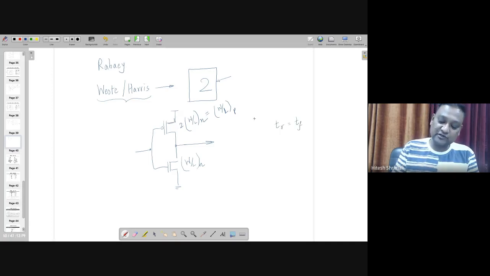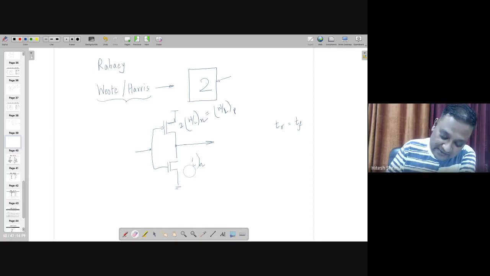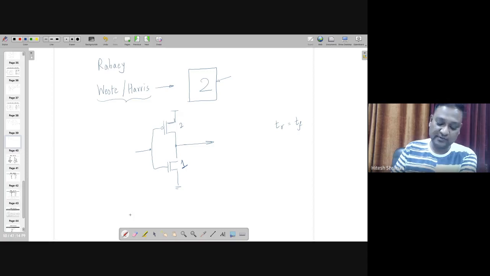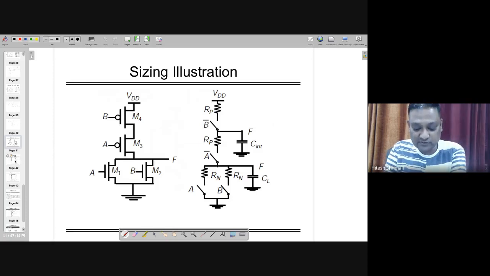This also makes sure that rise time and fall time are equal because its switching threshold is exactly half. So let's assume that this is what we are going to say, and I normalize these numbers with W by L of NMOS, and I'm going to call this one as 1 and 2. If this is 1, this is 2. I need to multiply that with respect to the NMOS. Okay. Now let's move to the next one where the important term is sizing.